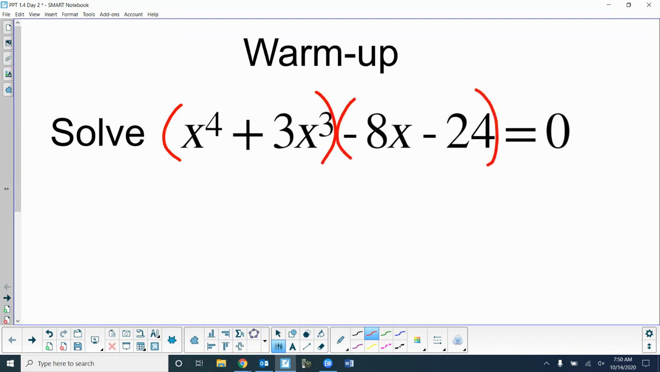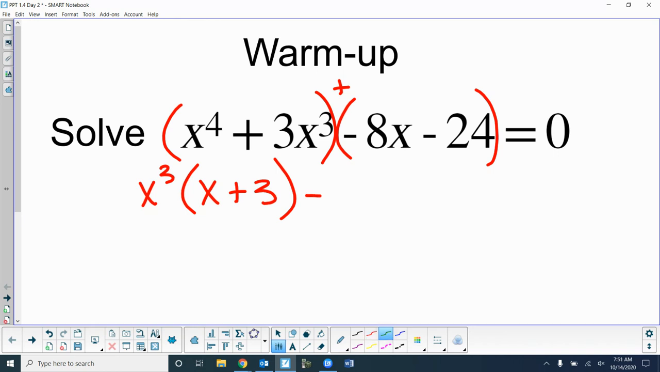Since that had a negative in front of the 8, we're going to put it in the group and just put a little plus sign between them. And then we take out GCFs. So the GCF for this group is x cubed. And then you get x plus 3. And you divide x to the 4th by x cubed, and 3x cubed divided by x cubed. Since that's a negative there, we always pull that negative sign out.